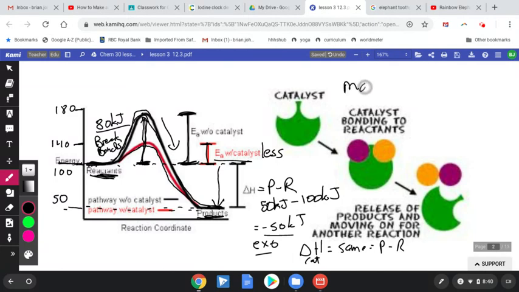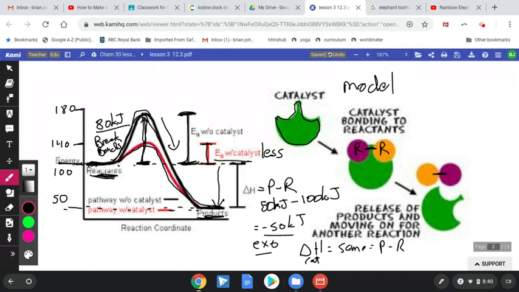So how do catalysts do this? Well, here's one model from biology. And what it's showing you is the catalyst in green has a unique shape. And this shape allows the two reactants to collide with the correct orientation to make a bond.